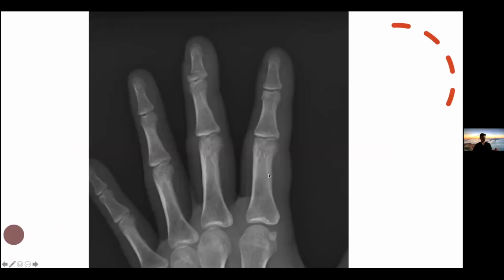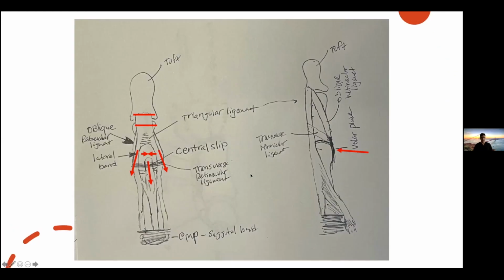Heather, does that make sense? Yeah, no, that makes a lot of sense. Okay, so it's really mechanistic. So when you're thinking about the extensor tendon system, just go back to the mechanisms. Like, why is this happening?